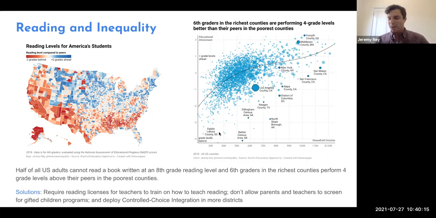Right now, parents are allowed to figure out who gifted students are, which turns out to be very biased, and white students tend to get picked much more often. And we can also deploy controlled choice integration programs, which are proven to be really successful in reducing school segregation.